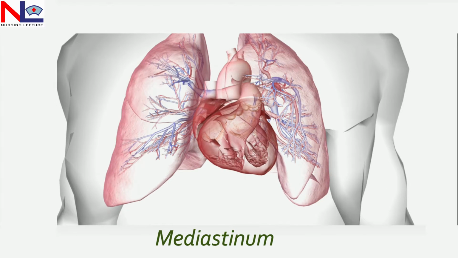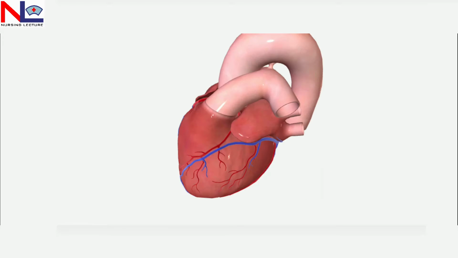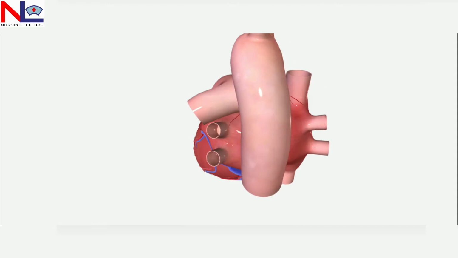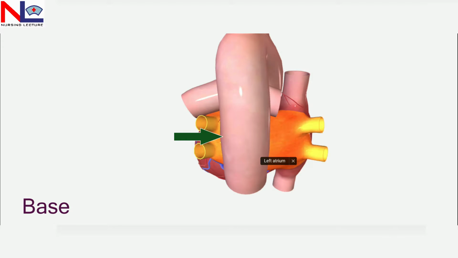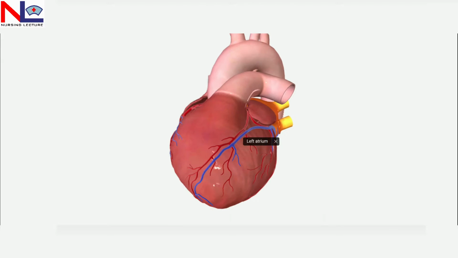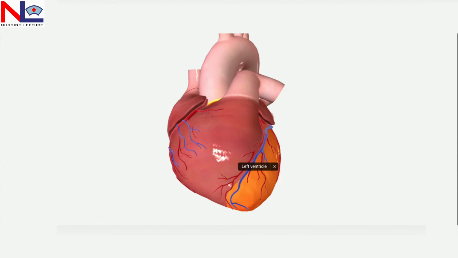So in a heart, the pointed inferior part is called the apex, and this apex is majorly formed from the ventricles and mainly from the left ventricle, and the posterior part forms the base. So this base is formed by the atria, mainly by the left atrium. So the base is formed by the atria and the apex is formed by the ventricles, basically from the left ventricle.